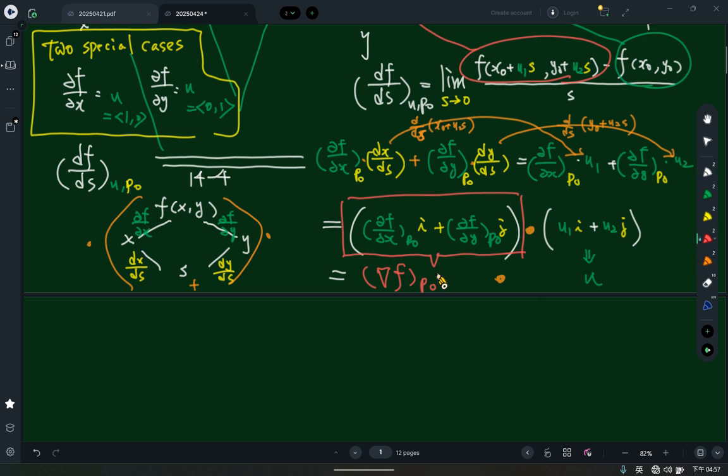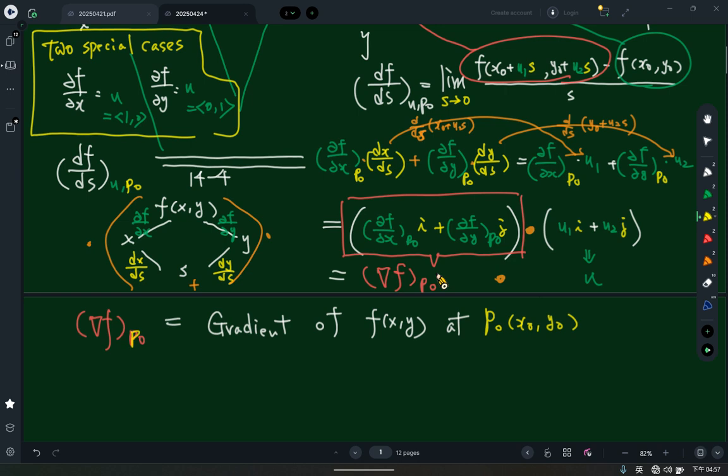So the gradient vector, here we define it as the gradient of f of x, y at P0, x0, y0. So you can notice that if we want to calculate gradient vector, there are two important parameters. The first one is f of x, y. The other one is P0.